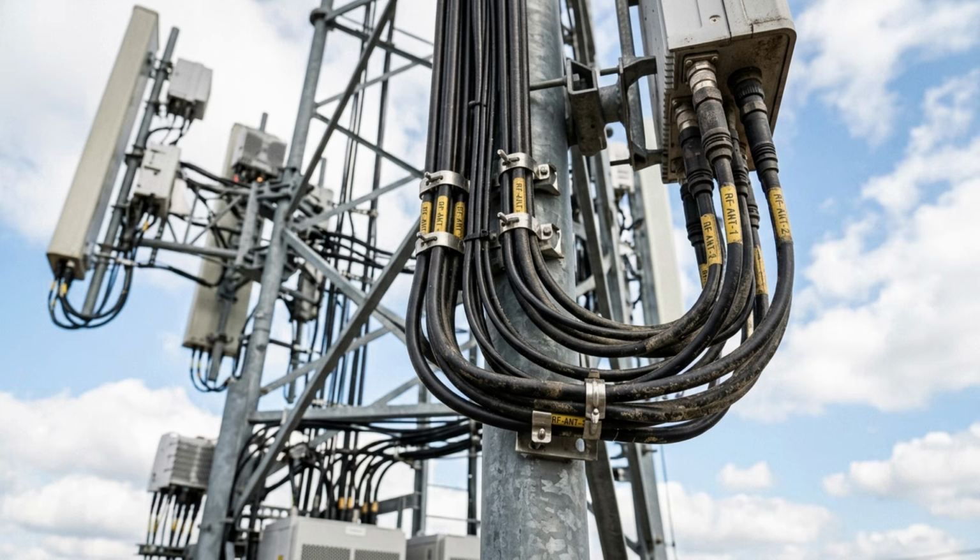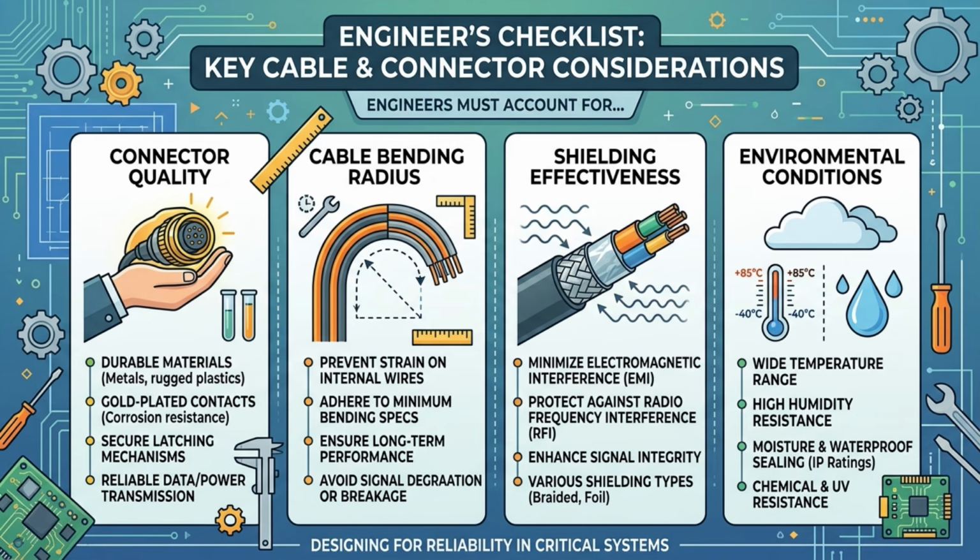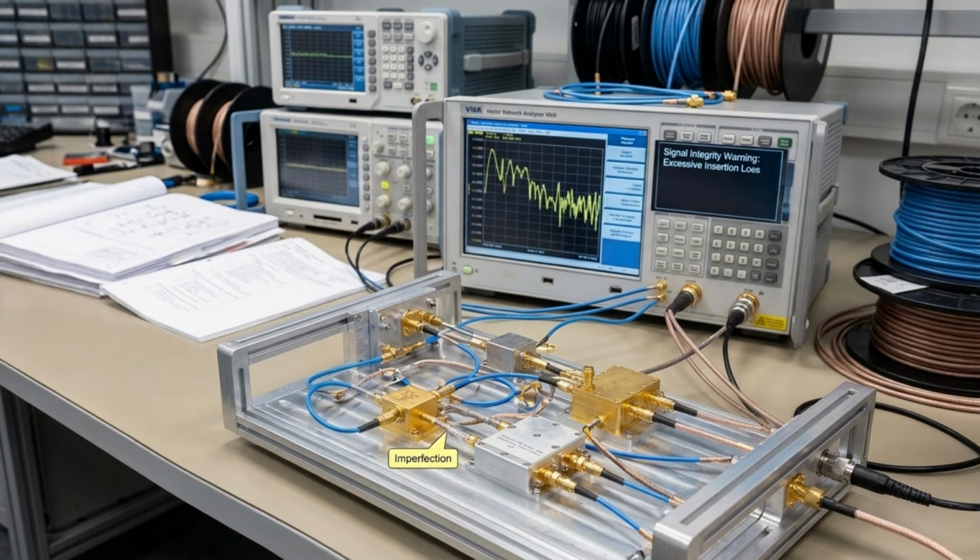Real-world cable effects are critical in Wi-Fi infrastructure, 5G base stations, satellite links, radar systems, and RF measurement setups. Engineers must account for connector quality, cable bending radius, shielding effectiveness, and environmental conditions such as temperature and humidity. In high-frequency systems, even small imperfections can significantly degrade system performance and must be carefully managed.